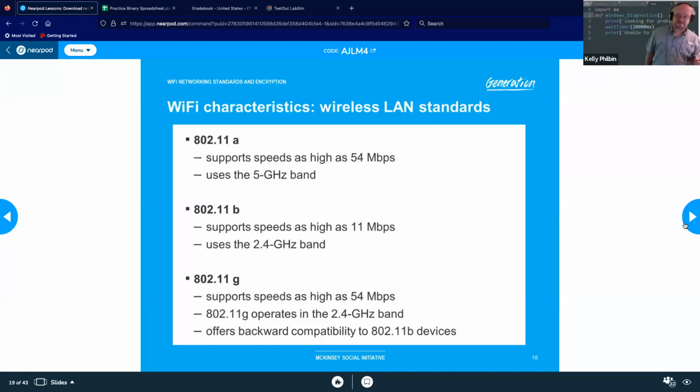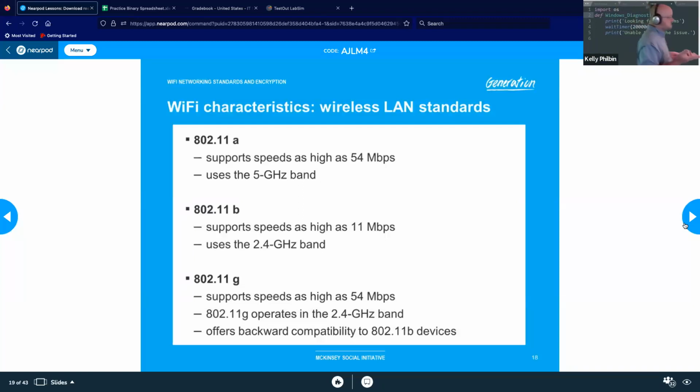Caveat. If you have an 802.11 network, or an 802.11g network, excuse me, and you introduce a B device to that network, the entire network's got to slow down to the B speed. Because you can't have one device talking really fast and the other device talking really slow. So everything has to slow down to accommodate the B device.